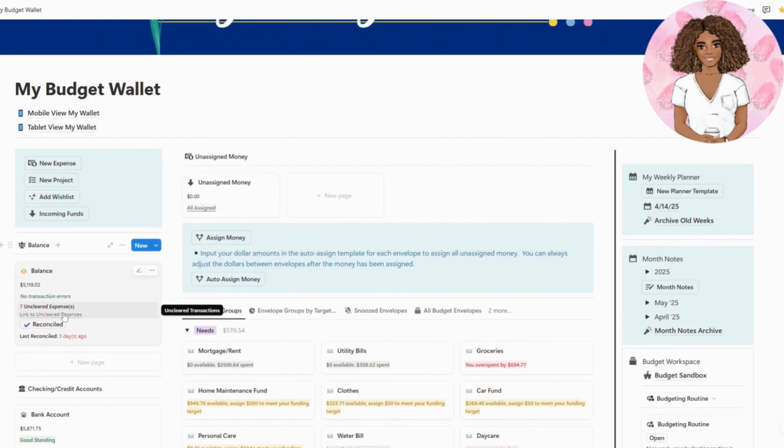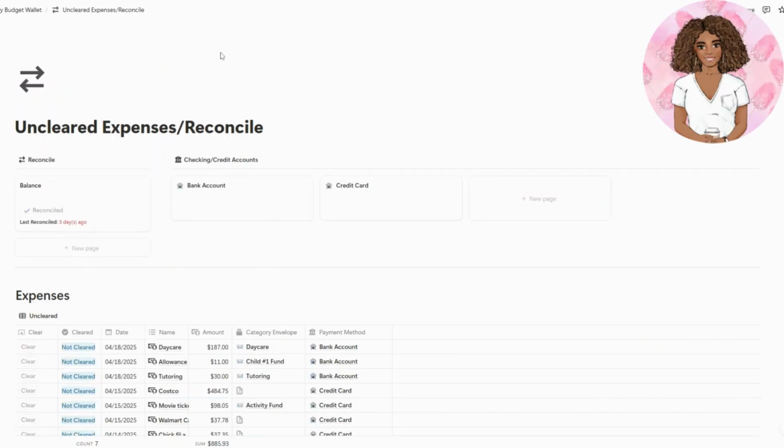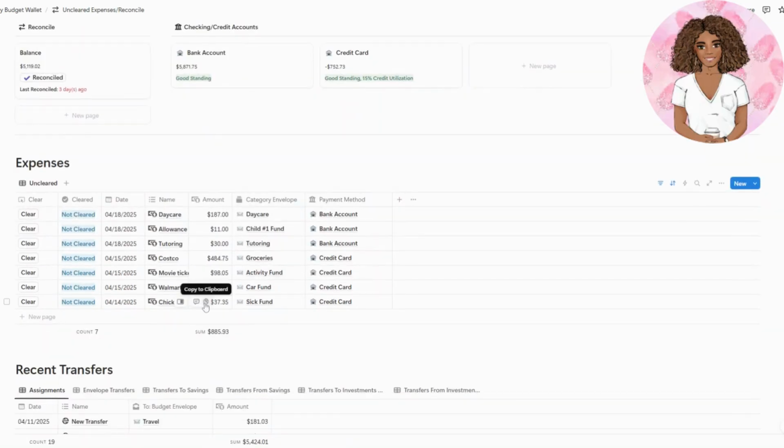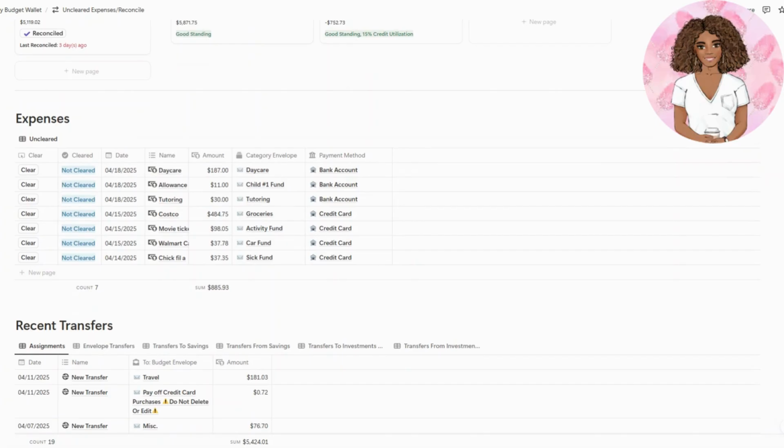Okay, great. Now let's take a look here in my uncleared expenses and see if there's any expenses here that I can go through and clear. I'm pretty sure some of these earlier ones that went on the credit card I can get taken care of real quick. So let's just see.